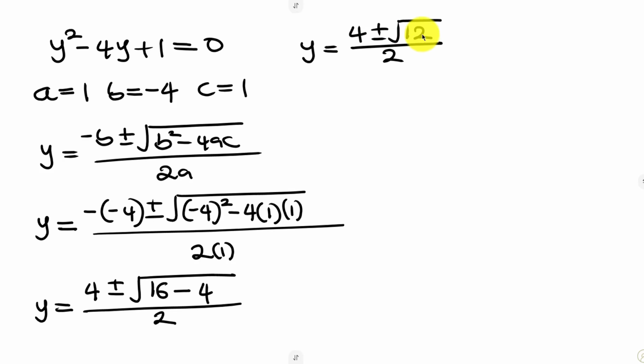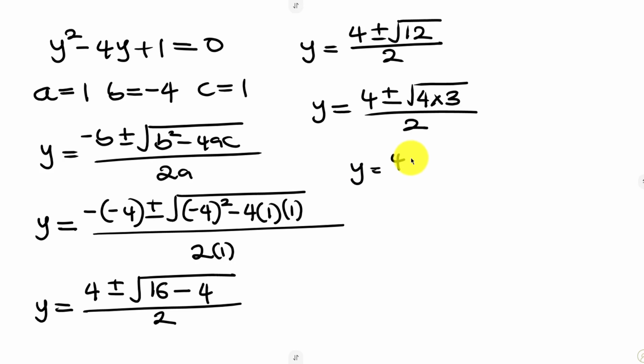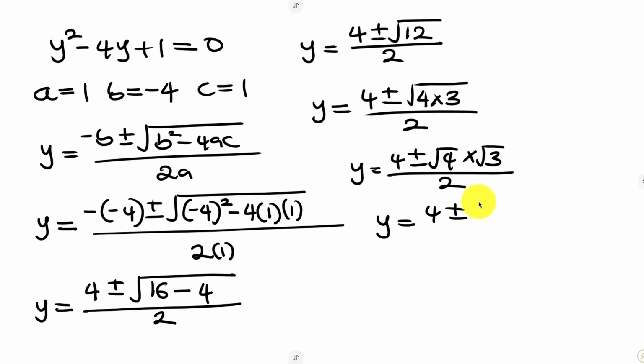Now we can actually break down this 12 into 2 factors. So we have y equal to 4 plus or minus the square root of 12 is same as 4 times 3, all over 2. Now simplifying further, y becomes 4 plus or minus the square root of 4 times the square root of 3, all over 2. Now simplifying further, y now becomes 4 plus or minus square root of 4 is actually 2 times the square root of 3, all over 2.